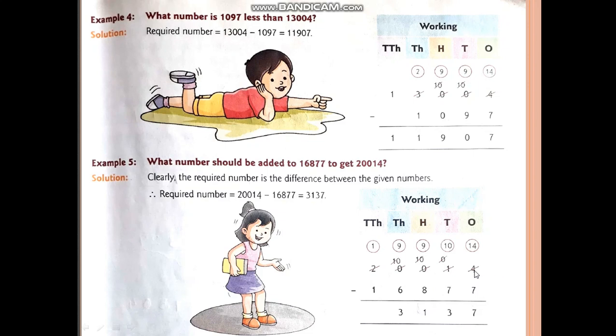4 is less than 7, so we are taking a borrow from the tens place. On the tens place there is one digit. When it gives one to the ones place it becomes 0, and on the ones place it is 14. So 14 minus 7 is equal to 7. Then 0 is less than 7, so it will not subtract. So again I am borrowing from the hundreds place. But on the hundreds place there is 0.